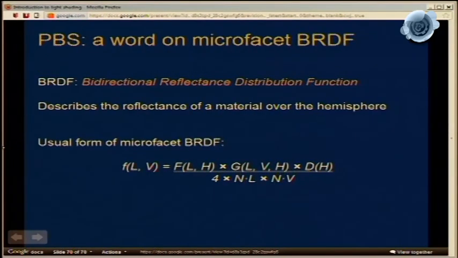So now, to finish, I'm just going to say a few words on the microfacet BRDF. It's the bidirectional reflectance distribution function, and I certainly don't have time to talk about this. It would take one talk or more for this alone. The usual form of microfacet BRDF is F times G times D over this. So what are those F, G, and D?